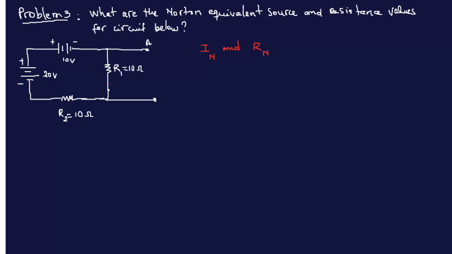We only have a parallel circuit between R1 and R2, and so R Norton is equal to, it's parallel because of this node over here. Okay, so it's not series, it's parallel. So we have 10 times 10 over 10 plus 10. So this is 100 over 20, and this is equal to 5 ohms. So our first answer is that.